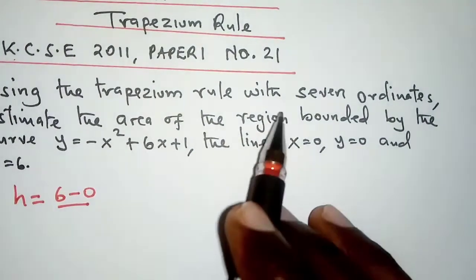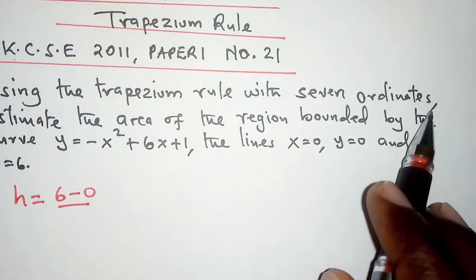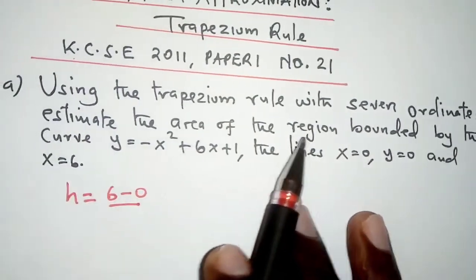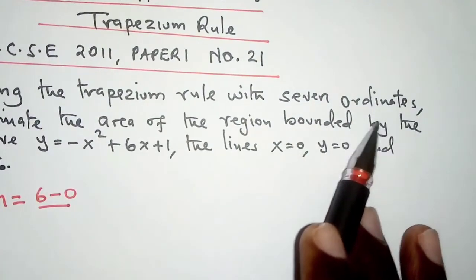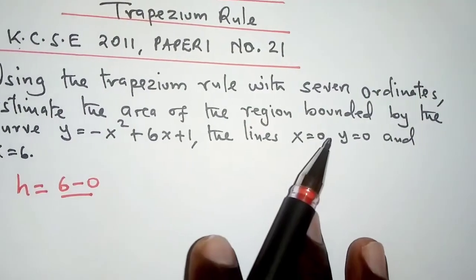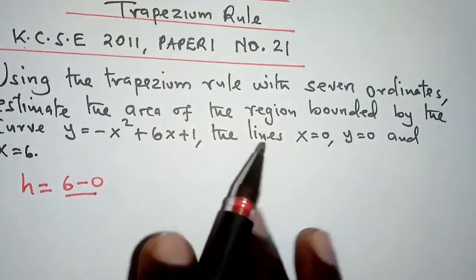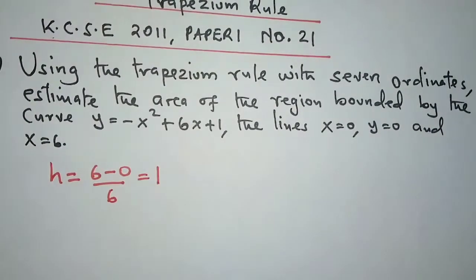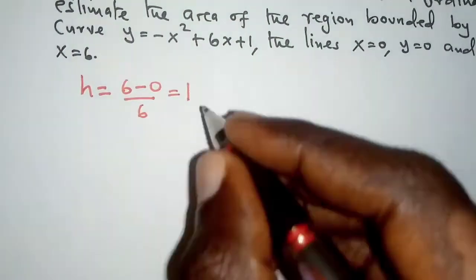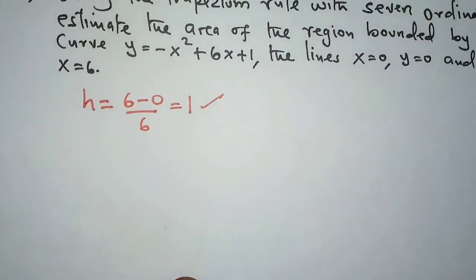For this case, we are told 7 ordinates, but not strips. For the trapezium rule, the number of ordinates should be more than the number of strips by 1. So when we are told 7 ordinates, we mean 6 strips. So we divide by 6, and that is 1. So with this, we can partition as follows.